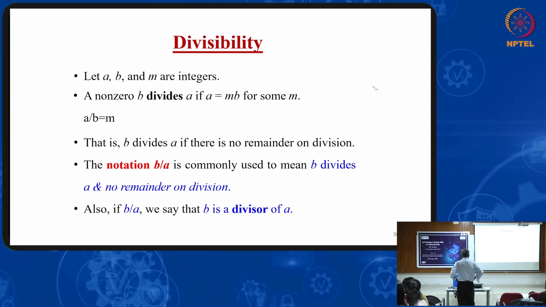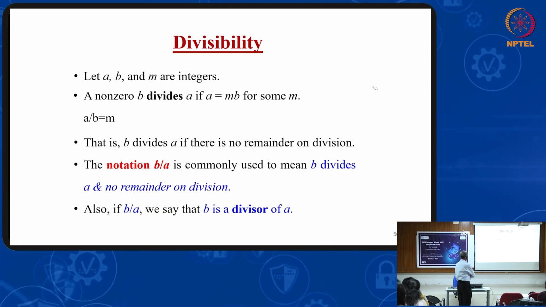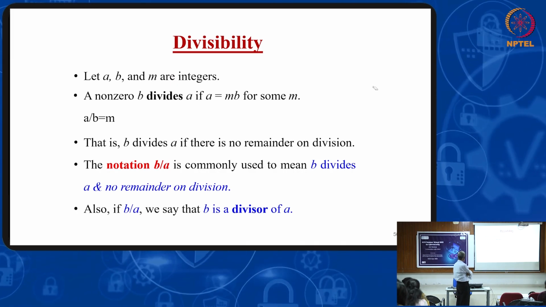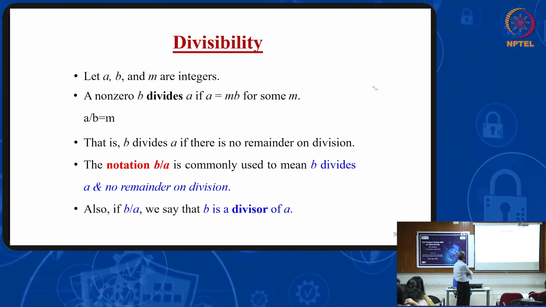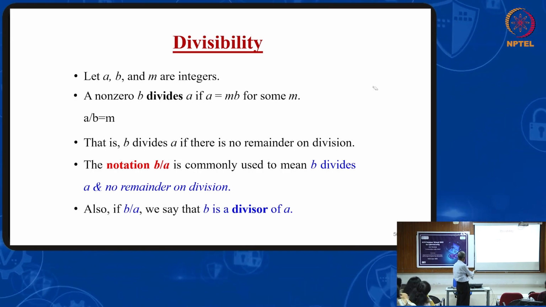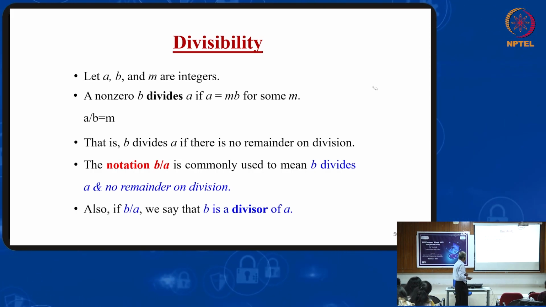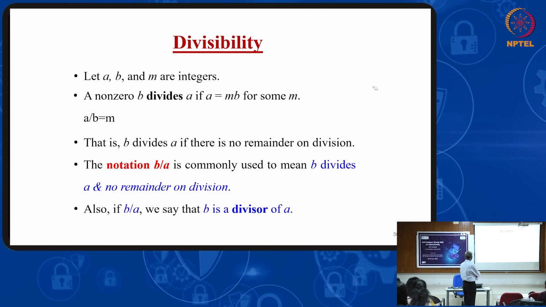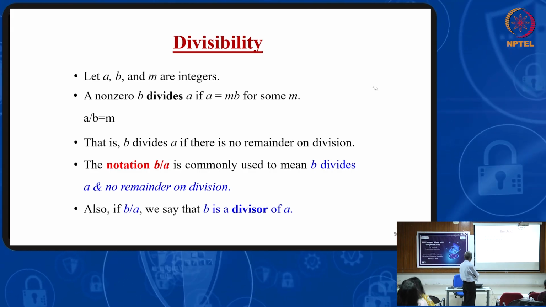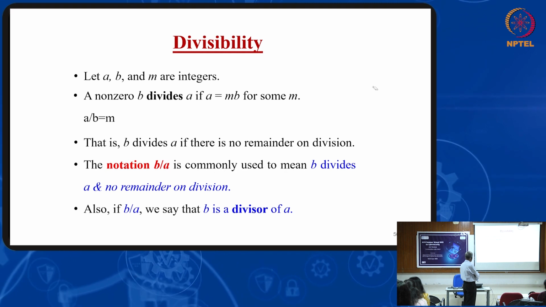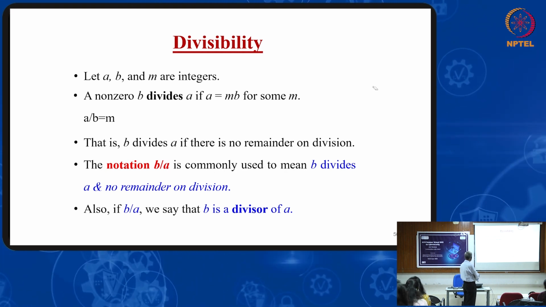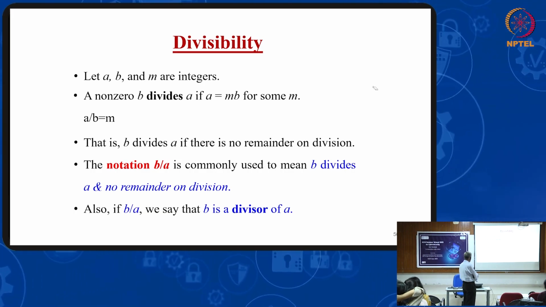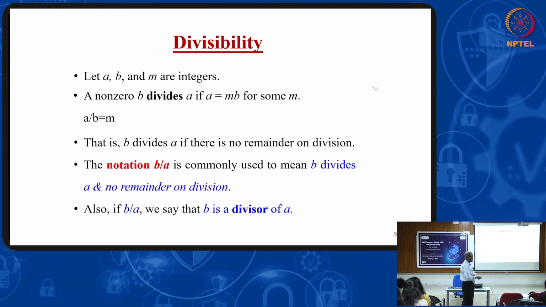Now, divisibility. Let A, B and M be any integers. A non-zero number B divides A if A can be expressed as a product of M and B for some M. That means A divided by B equals M. If B divides A, then there is no remainder. We say that if B divides A, then B is a divisor of A.